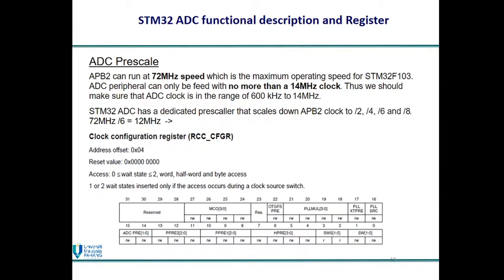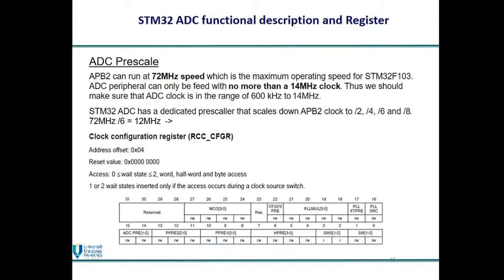STM32 has a dedicated prescaler that scales down the APB2 clock by divide by 2, 4, 6, or 8. Because we need the frequency to be not more than 14 MHz, we need to choose divide by 6, because 72 MHz divided by 6 is equal to 12 MHz, which does not exceed 14 MHz. Okay, how to configure this prescaler?